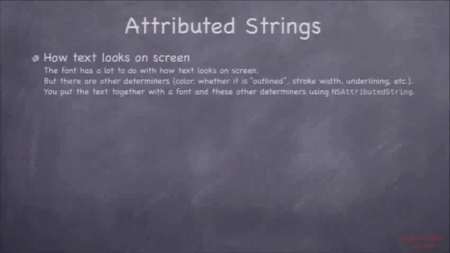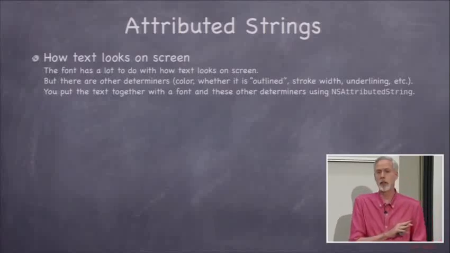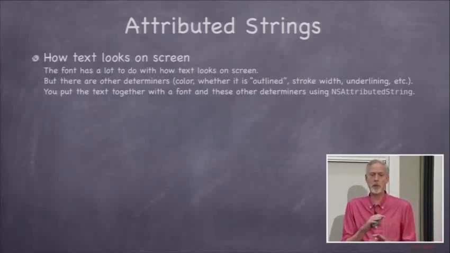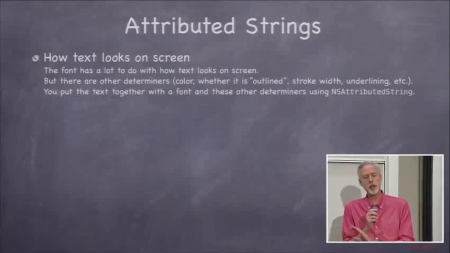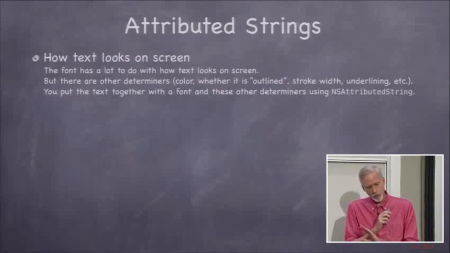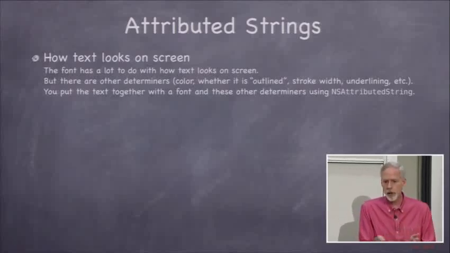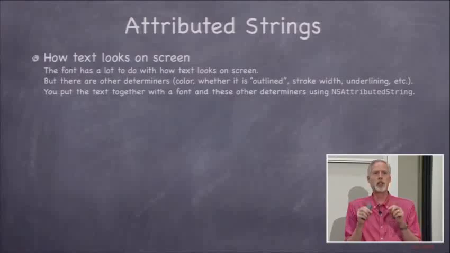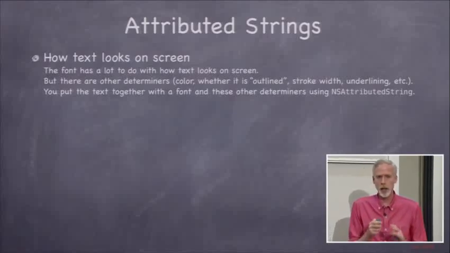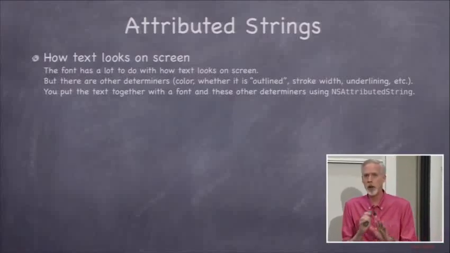Okay, so now let's talk about how text looks on screen. Well, the font is a big part of how text looks on screen. Depending on which font you pick, that's going to determine a lot what it looks like. But there's a lot of other things that determine what a font looks like on screen. For example, is the thing underlined? Is it outlined? How strongly stroked is the outer edge of the font? Those things are all kind of independent of the font. You can apply these things to any font.